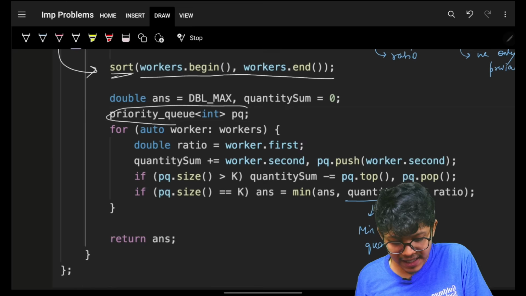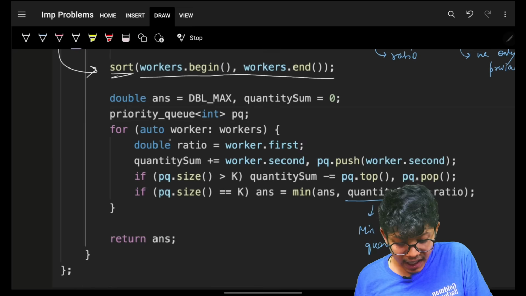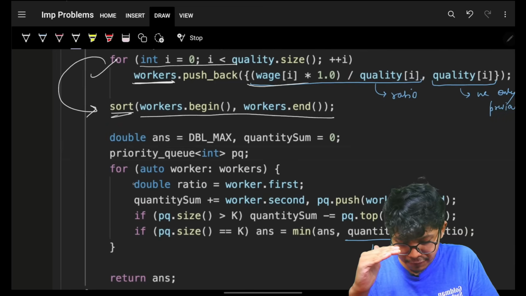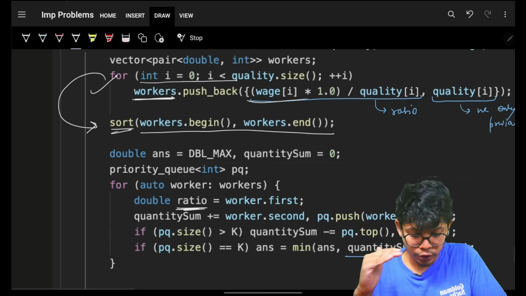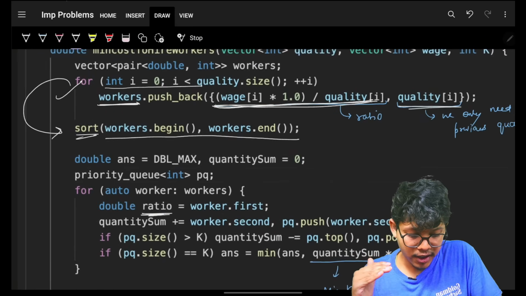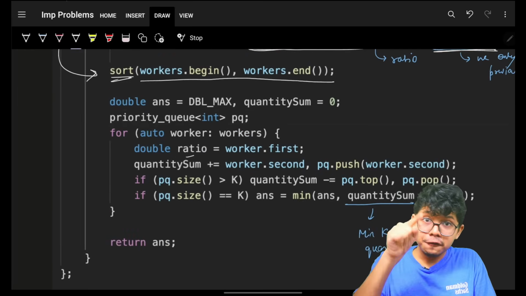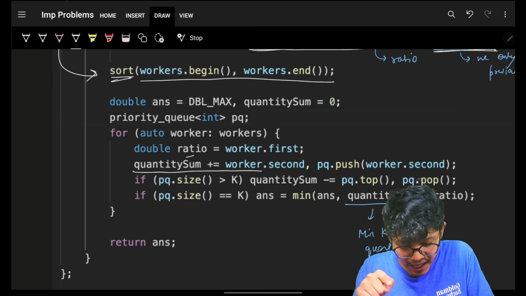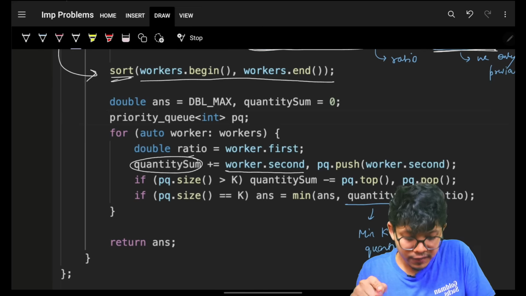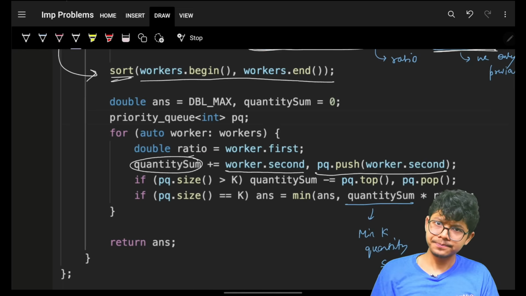I'll make a max heap priority queue. I'll go on to all the workers, in the same order. Firstly I get the current ratio. The ratio is my worker dot first, and this is worker dot second. So worker dot first is the current ratio. Then I add the current worker's contribution to the quantity sum, and I push that also in my priority queue.